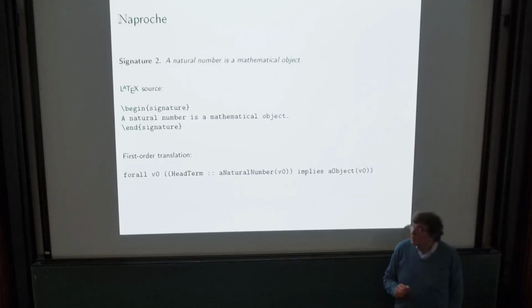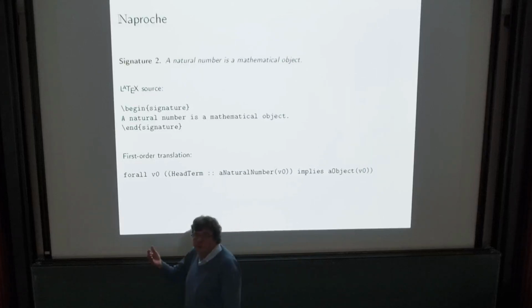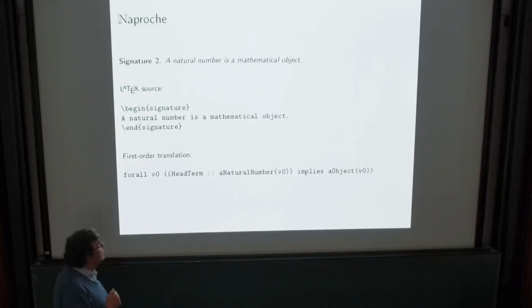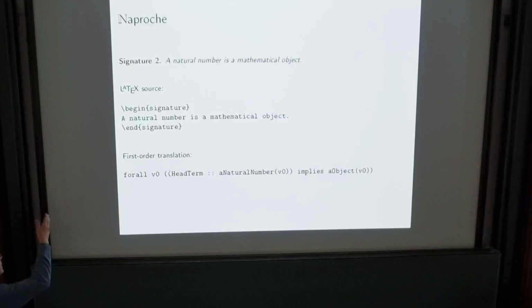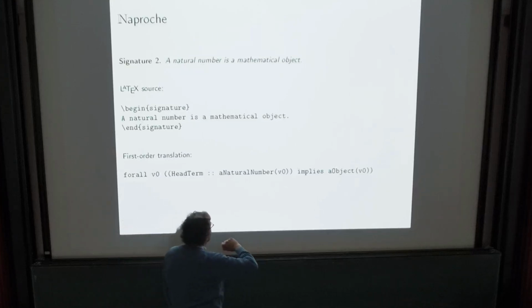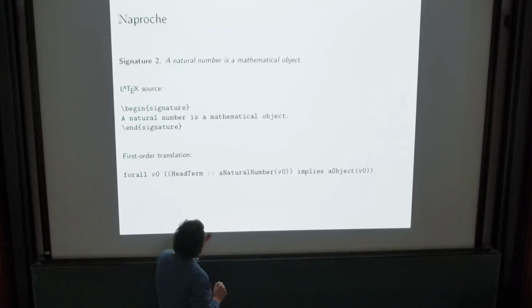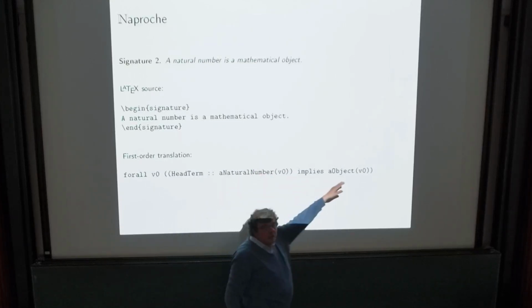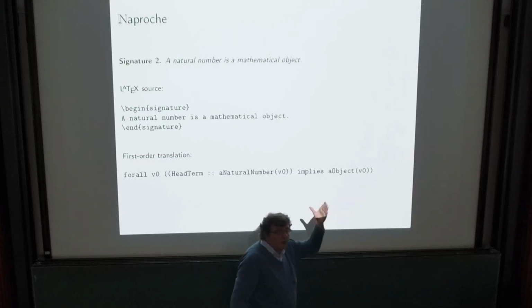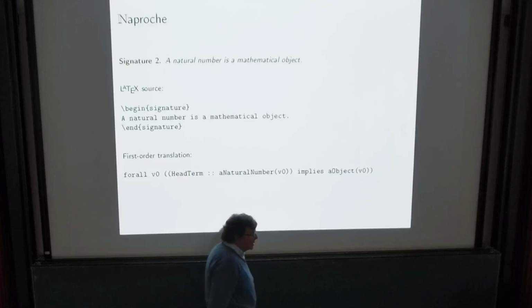So then you can go towards natural numbers, as we saw, and you want them to be objects because you want to do all sorts of mathematical things with them. As a LaTeX source, here you see the first order translation of that command, and it would translate this natural language statement into, well, every natural number is an object. That seems to be the only thing that you can take out of this signature command.